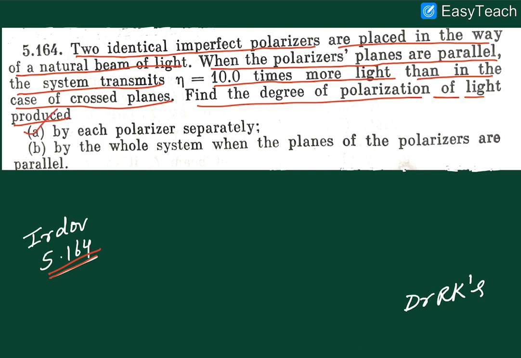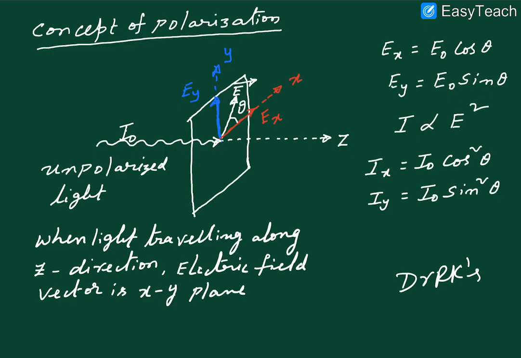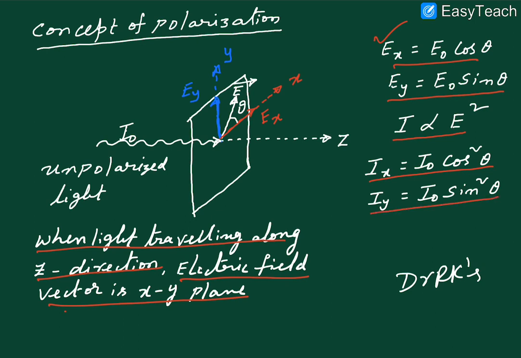Let us work out the first case, where we consider each polarizer separately. So we know that when light is traveling along the z direction, the electric field vector is in the xy plane. So always the electric field vector is perpendicular to the direction of propagation. Then Ex is equal to E naught cos theta, Ey is equal to E naught sin theta. Then intensity is proportional to the square of the electric field. So Ix is I naught cos square theta, Iy is I naught sin square theta.